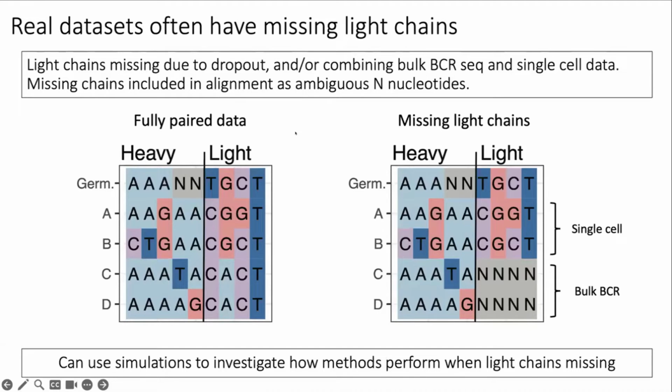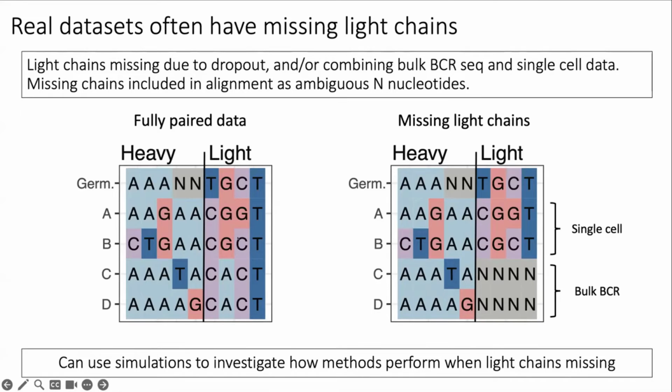Now, in that simulated data, every heavy chain was paired with a light chain. However, in real data sets, we often have missing light chains. This could be due to dropout in single cell data, but also from combining bulk and single cell data. In our framework, missing chains are included in the alignment as ambiguous nucleotides.